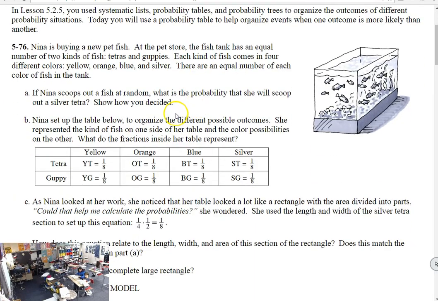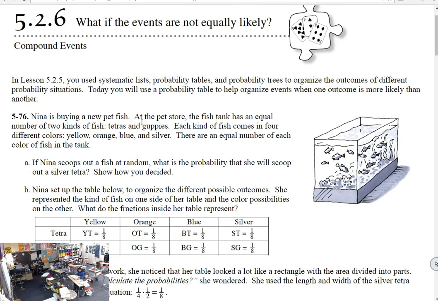All right, so we are going to start to talk about more probability today, except now we're at the fish store. In 5.2.5, we started to talk about systematic lists. Remember our trees that we built last week? Flip back in your notes if you need to check and remind yourself. We built those probability trees. We built probability tables. What was it that made us go from a probability table to a probability tree? What did we say wouldn't work on a table? Alex?